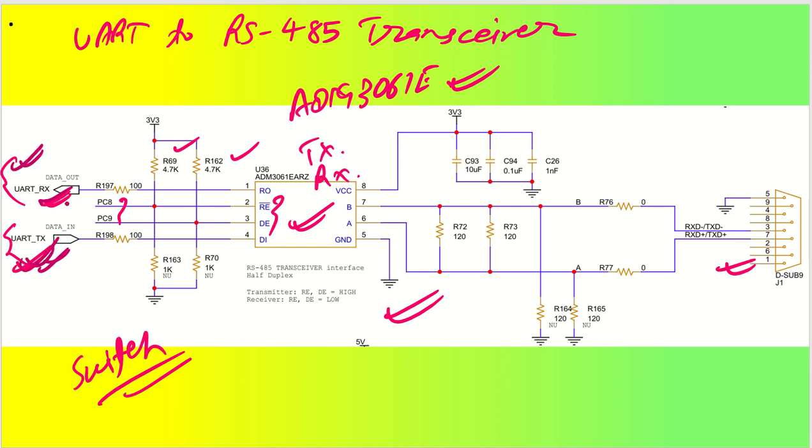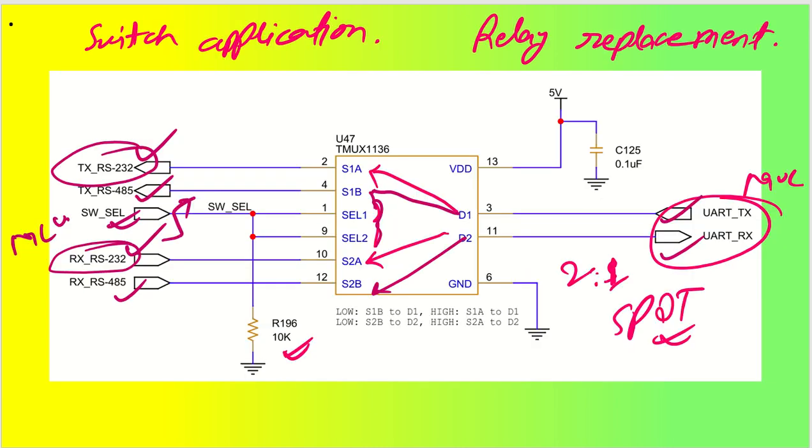and RX RS485. Okay, TX RS485 to this one, and RX RS485 to the other. So this is how you have to rename these two signals, so that you can utilize this particular switch to use one of the systems, like RS485 or RS232.